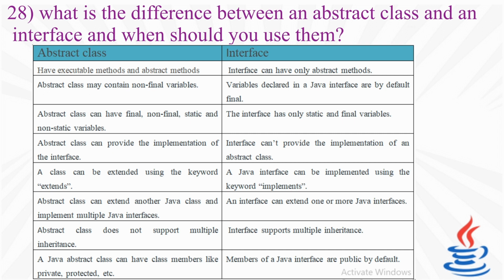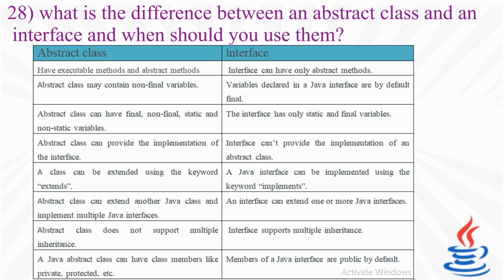Next point is, abstract class may contain non-final variables, but variables declared in a Java interface are by default final. Abstract class can have final, non-final, static and non-static variables. The interface has only static and final variables. Abstract class can provide the implementation of the interface. Interface cannot provide the implementation of an abstract class.